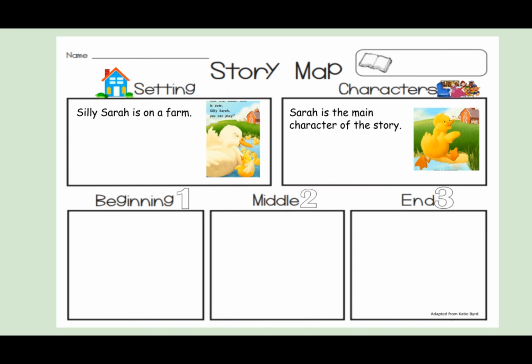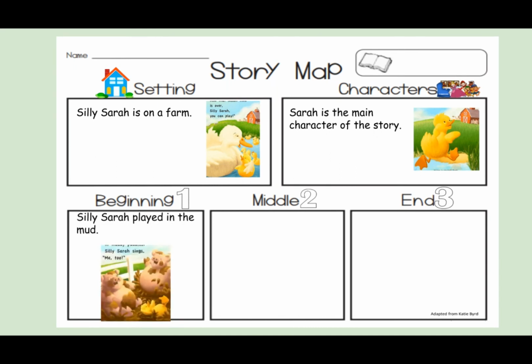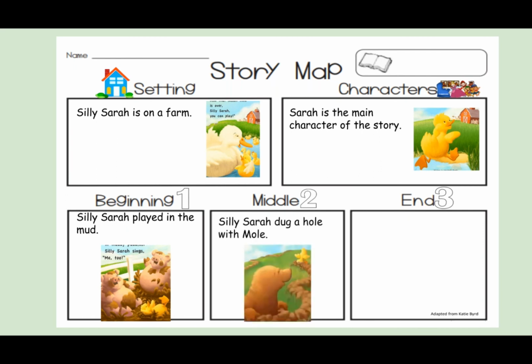We filled out the beginning of the story and the middle of the story. In Silly Sarah, in the beginning, when Mother Duck told Sarah to go play, Silly Sarah played in the mud. In the middle, Silly Sarah dug a hole with Mole. Now we're going to find the end of the story. To find the end, we're going to read the last parts of the book.